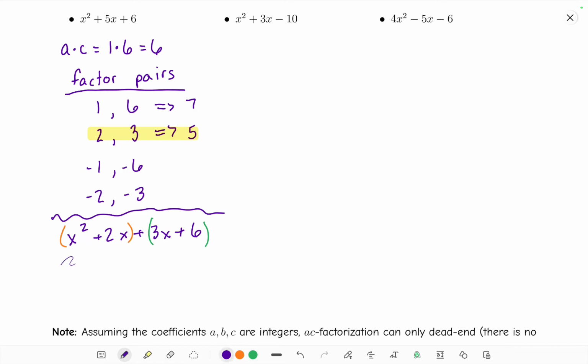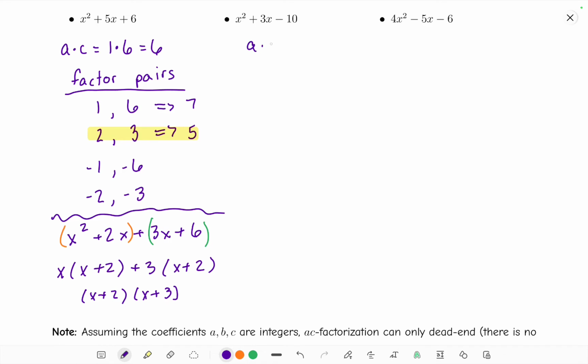X squared plus 2x has an x in common. 3x plus 6 has a 3 in common. And then they have an x plus 2 in common, so we get x plus 2 times x plus 3. And that's how you can factor x squared plus 5x plus 6. Okay, x squared plus 3x minus 10.